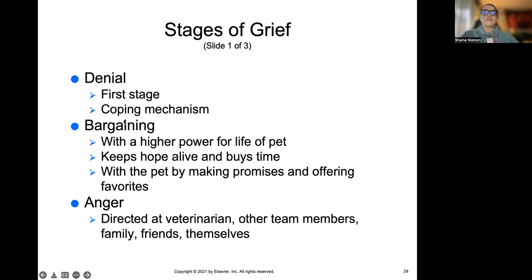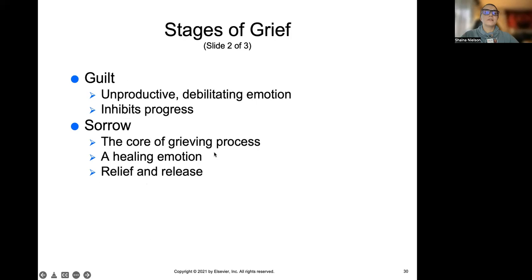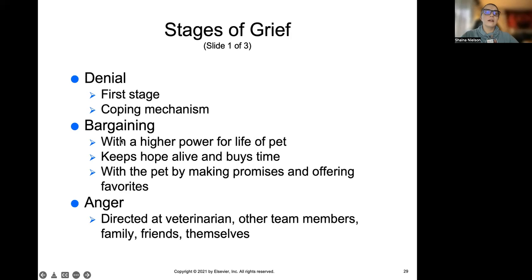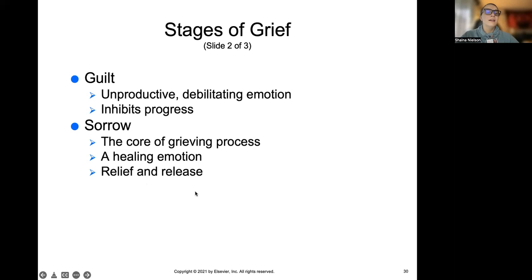And again, any of these stages can happen at any time. Somebody could just feel guilty at first or angry at first. So there's no way to say what stage they're going to go through all at one time. And depending on where they are through the stages will also depend on how we're going to treat our clients too.